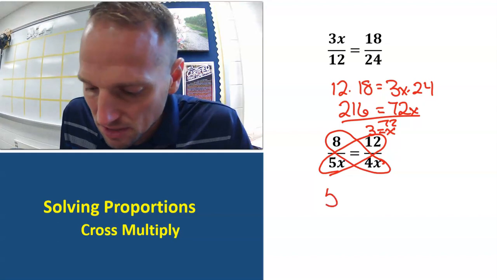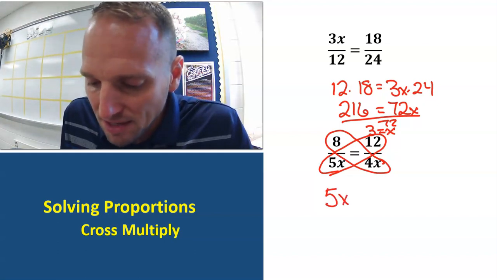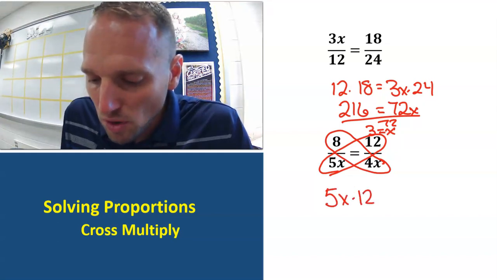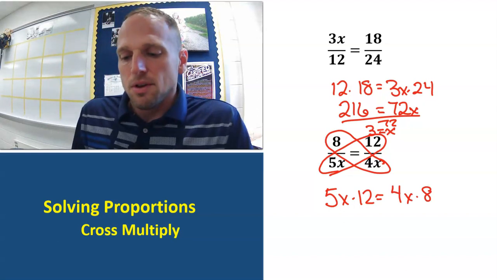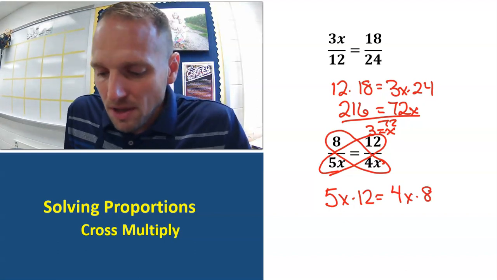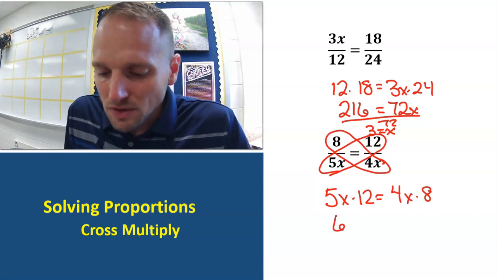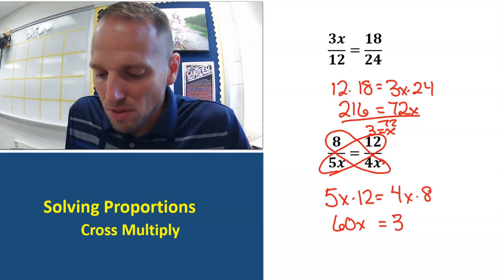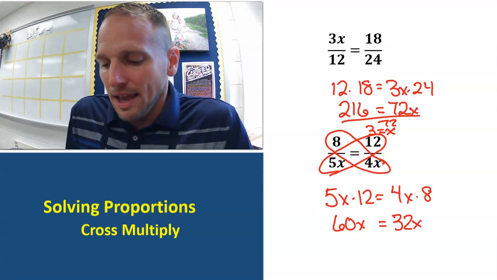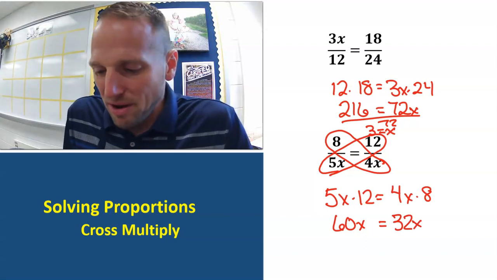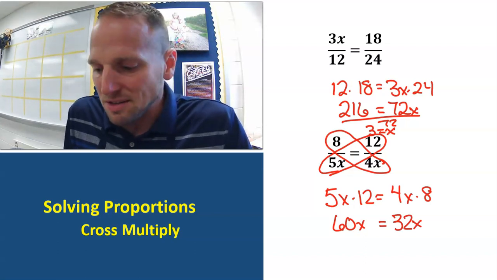So let's see this. We've got 5x times 12 is equal to 4x times 8. So let's see what this is going to be. We have 5 times 12 is going to be 60x. And on the right side, 4x times 8 is going to be 32x. And you know what? This is just going to come out to something that just doesn't work.